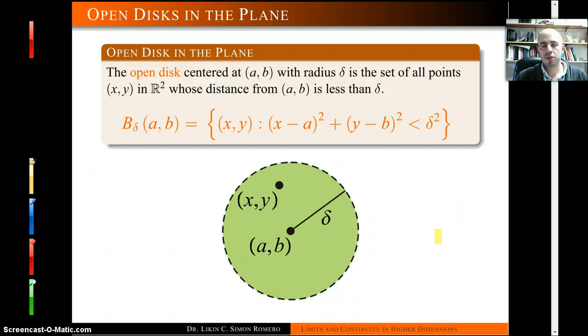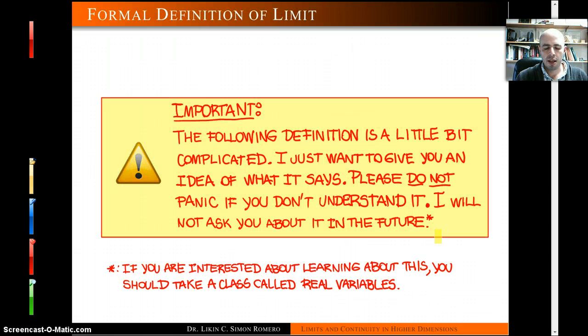This definition helps us to understand the formal definition of limit. An important thing is I am not going to require you to really memorize this definition. I'm not going to require you even to understand it right away. I'm not going to ask you about it in the future. I just want to give you an idea of what it is. If you can understand it from the idea that I give you, I am happy about it. If you're interested to learn more about this definition, you should take a class called Real Variables.